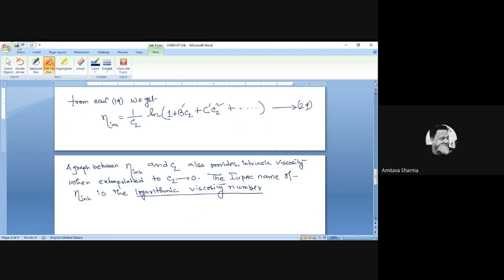Okay, so in our next class we are going to start the Mark-Houwink equation for determination of the mass of the polymeric substances, and then we'll go towards some other processes, such as the sedimentation process for determination of the molar mass and all that. So up to this, we are going to discuss today.